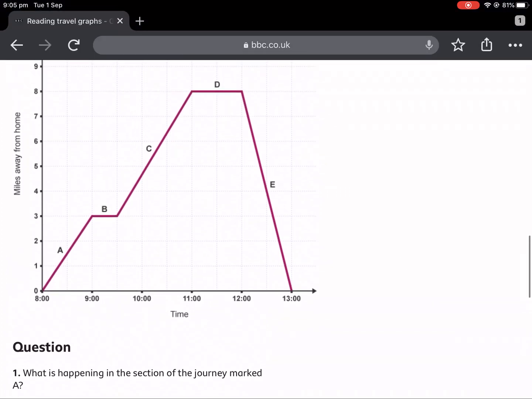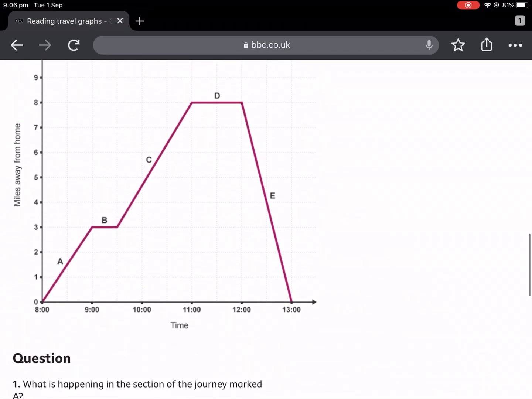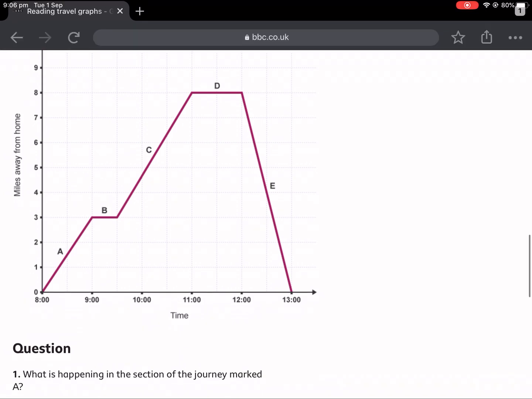Describe what's happening in section D while we've stopped. And what speed are they travelling at in section E? Well, we were 8 miles away and we've ended up at 0 miles away. So we've travelled 8 miles to get back home. We did it in 1 hour, so we were travelling at 8 miles an hour.